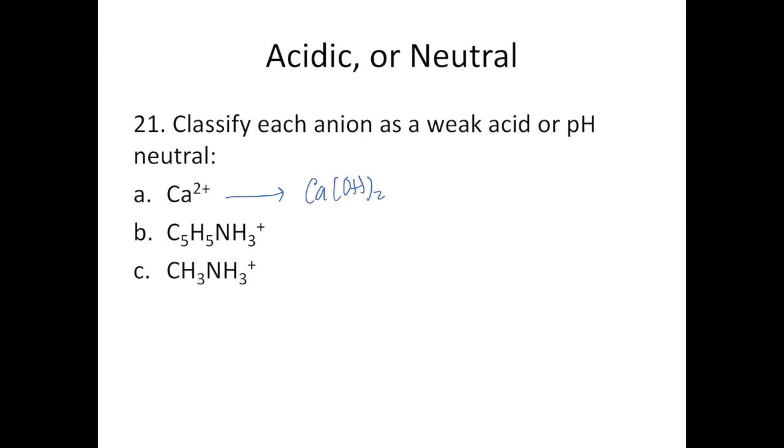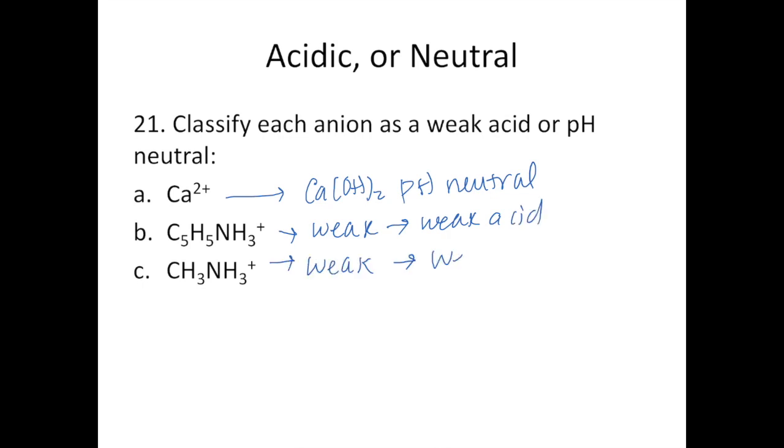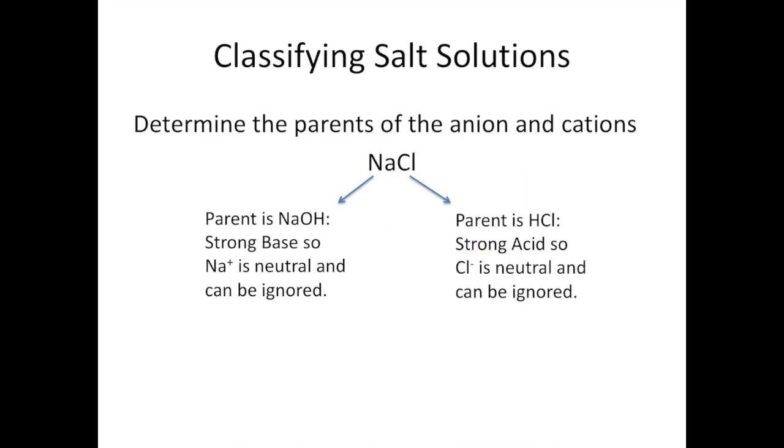This was calcium hydroxide, so it's pH neutral because that's strong. This was weak, so it's weakly acidic. This one was weak, so this is also a weak acid. All right, so let's put this all together.